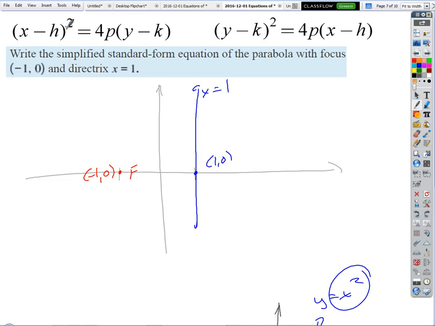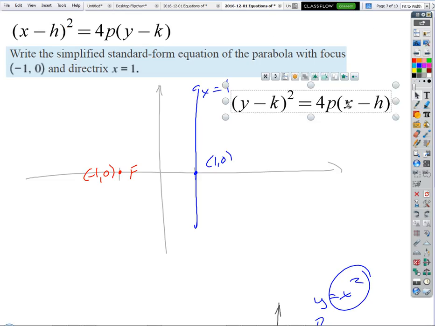So for us, this is going to be a horizontal parabola, isn't it? It's going to have to open up sideways because the directrix is vertical, right? And so the one we're going to want to use is this guy. That's the one that fits us. So all we've got to do is plug in the values for k, p, and h, and we got it. So let's find the vertex. Where's the vertex going to be? It's got to be halfway in between the directrix and the focus, doesn't it? So that's going to be that point right there.